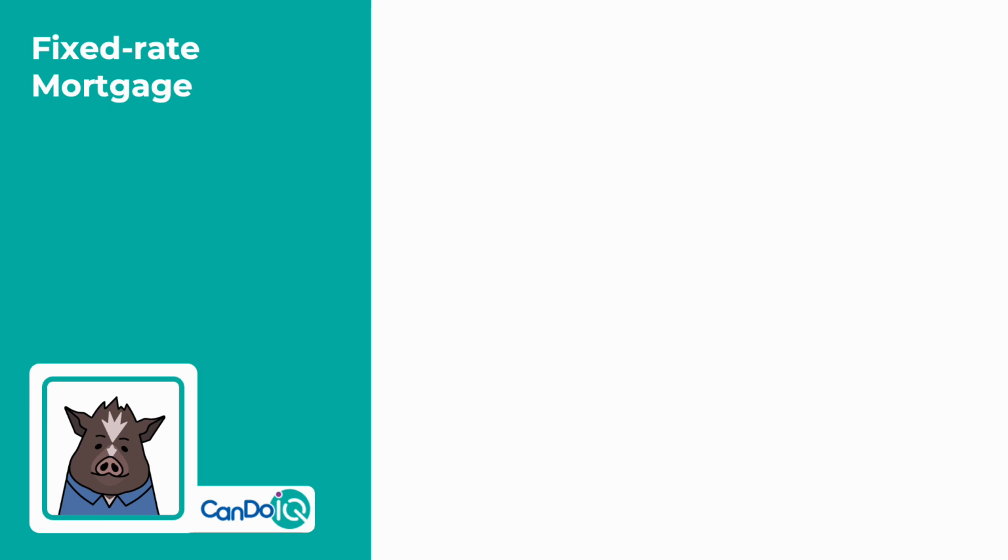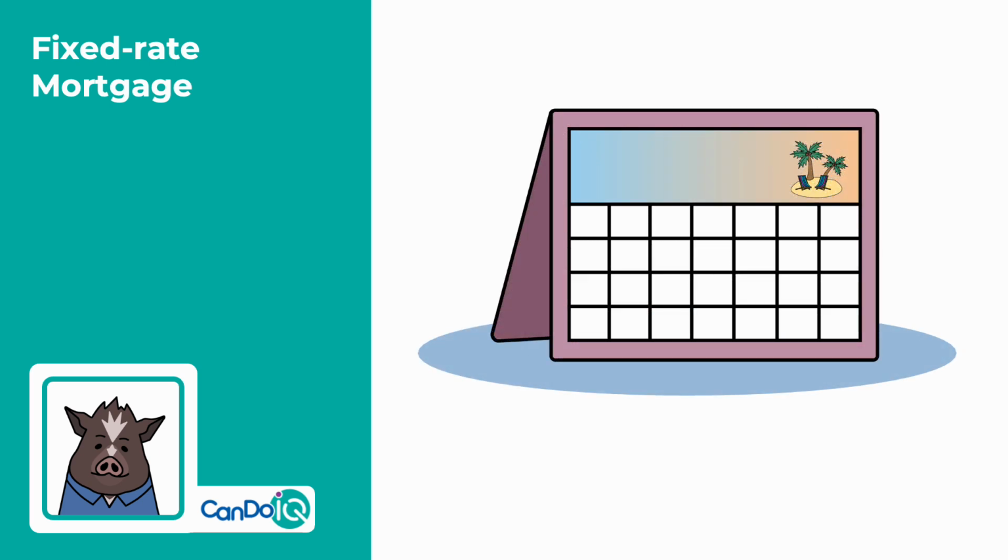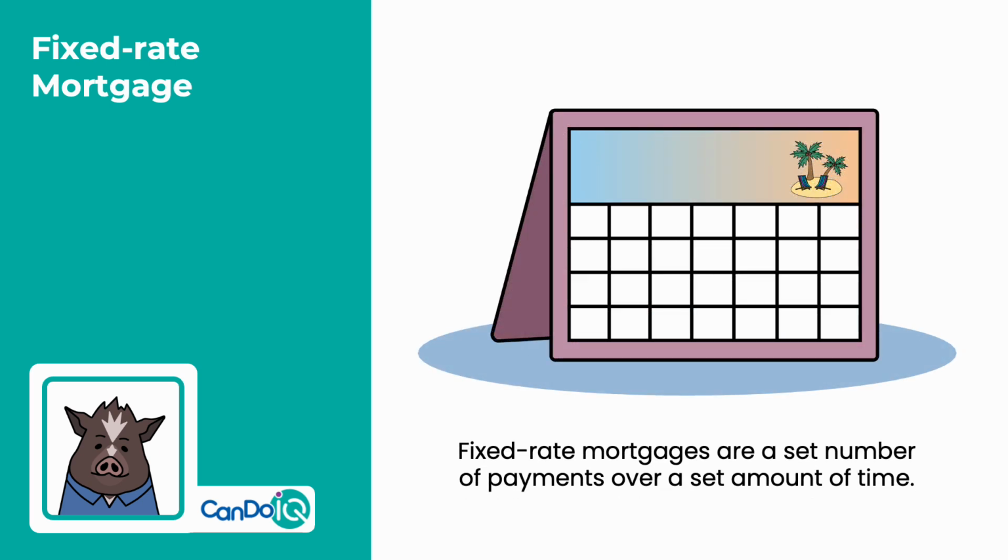A fixed-rate mortgage is calculated so that if you keep the loan for the full term, for example, 15 years, and you make all of your payments, you will have successfully paid off the loan by the end of the term.